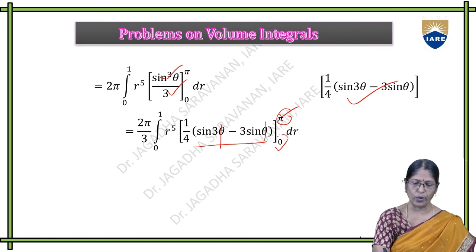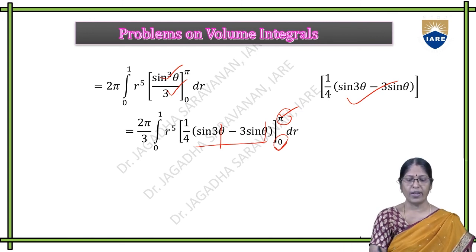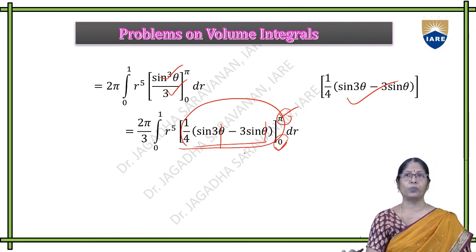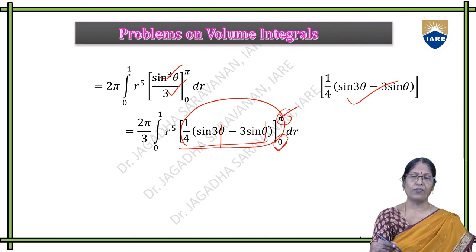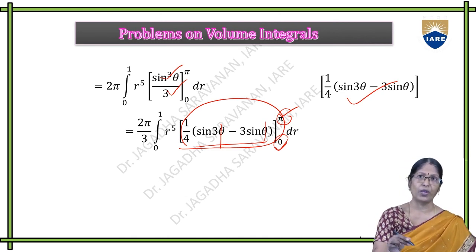What about the lower one? In the place of theta, we are going to substitute 0. Sine 0, we know it is 0. Completely, the value of the middle integral has become 0. So the middle integral, everything, the result has become 0, and 0 into anything is 0.